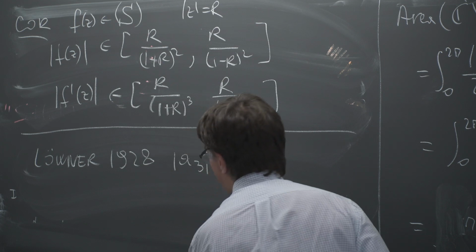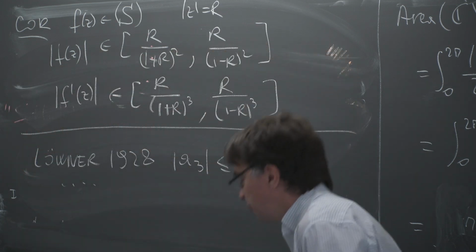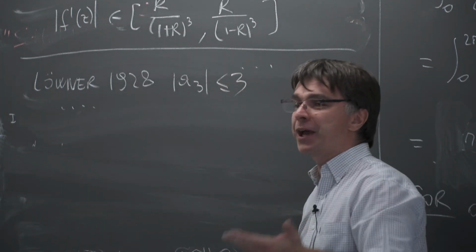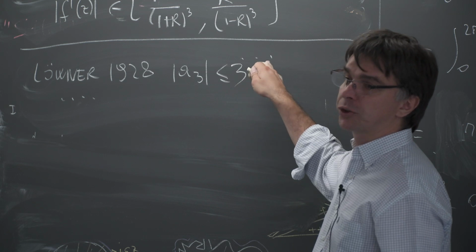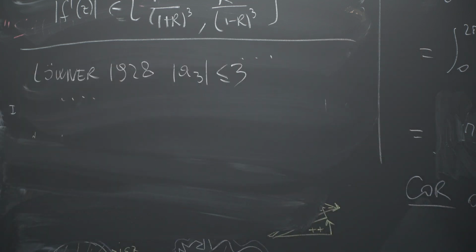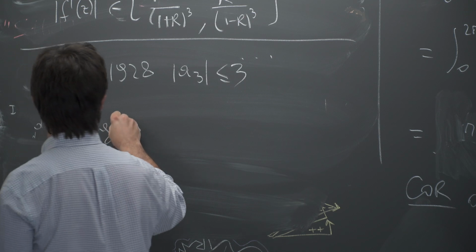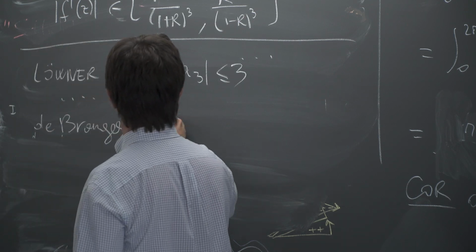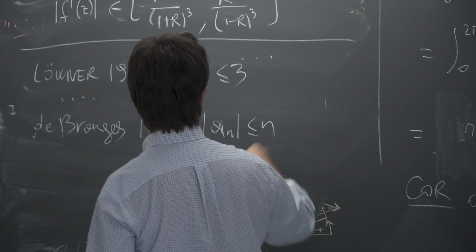And what took many years, and for a very long time was kind of proposed as the main subject of complex analysis, was to prove that a_n is no more than n, because that was the original conjecture, that this function is extremal. That was done finally by de Branges, an American mathematician of French origin, in 1985. So he did that a_n is no more than n. Before, people did many other things.